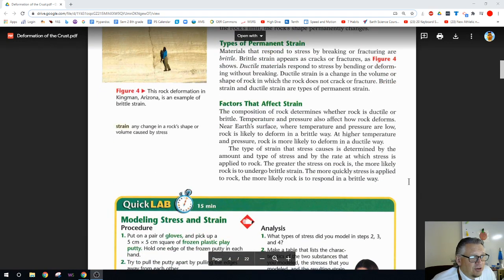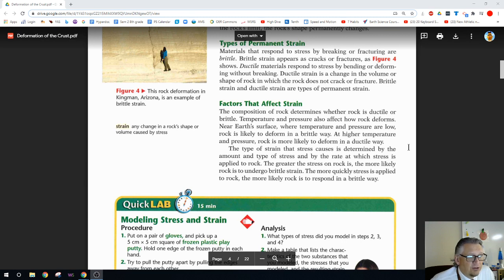Factors that affect strain. The composition of rock determines whether rock is ductile or brittle. Temperature and pressure also affect how rock deforms. Near Earth's surface, where temperature and pressure are low, rock is likely to deform in a brittle way. At higher temperatures and pressure, rock is more likely to deform in a ductile way.